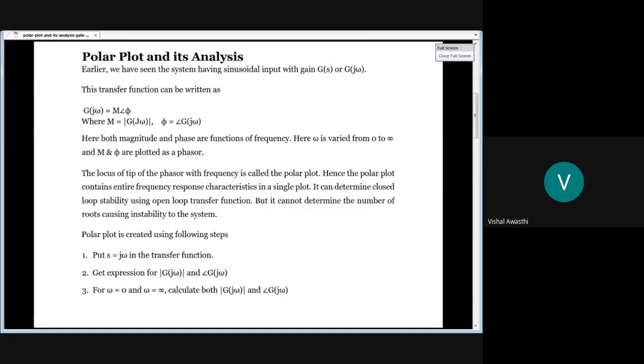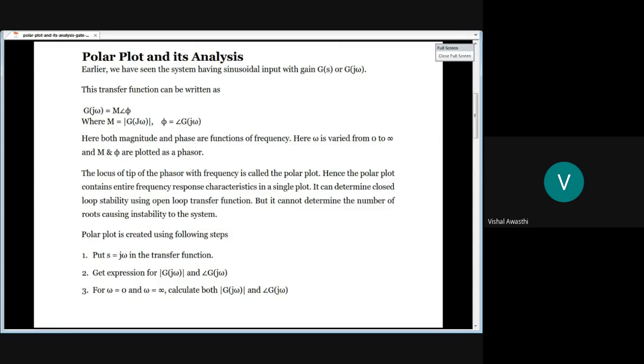So if any root is lying on the right half, you can say the system is unstable. The number of sign changes gives you the idea that this many roots are in the right half. But this is not the case with the polar plot. We cannot say anything about the number of roots causing instability. It will directly give you whether the system is stable or unstable.